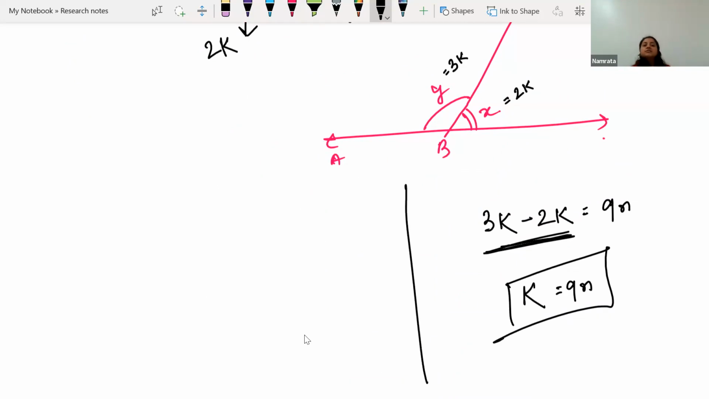Now we have to find the value of n over here. Still we are not getting the value of n. We cannot say that n is equal to k by 9. Yes, n is k by 9, but the value of n is a particular number, and that we have to find. Any idea what to do now?